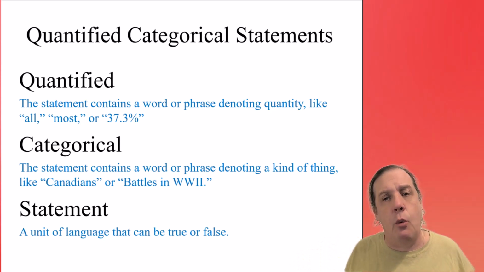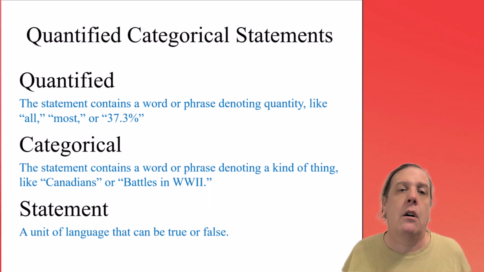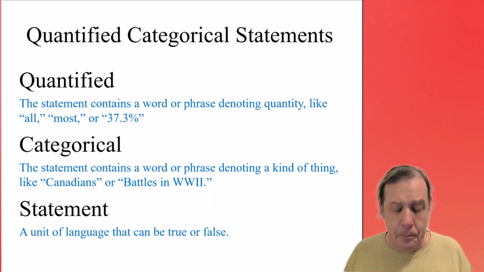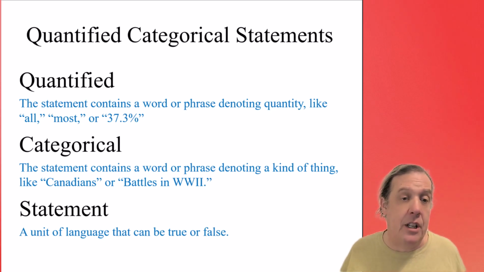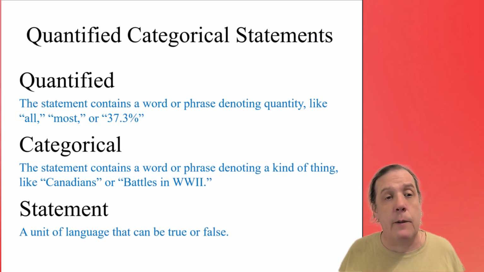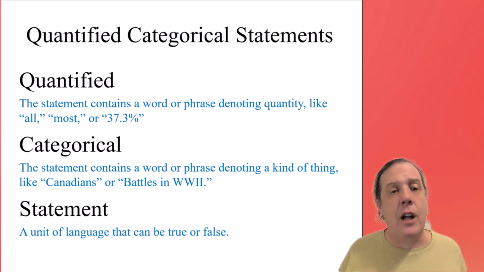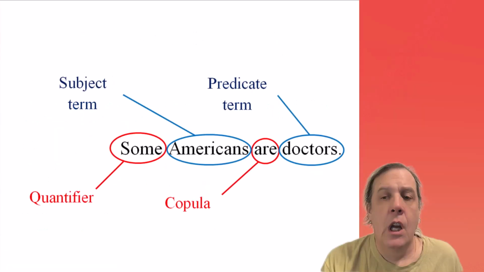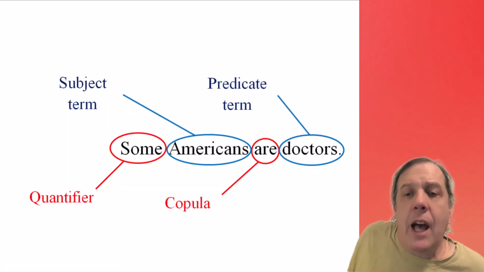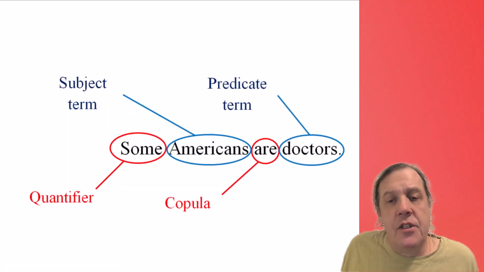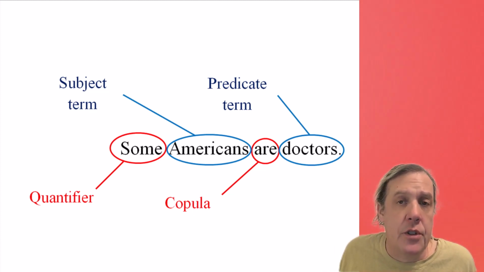That takes us all the way back to our very first definition of a statement. A statement is a kind of thing that can be true or false. And these are ones that contain quantifiers and categories. So the first batch of exercises just asks you to identify the basic parts of quantified categorical statements.